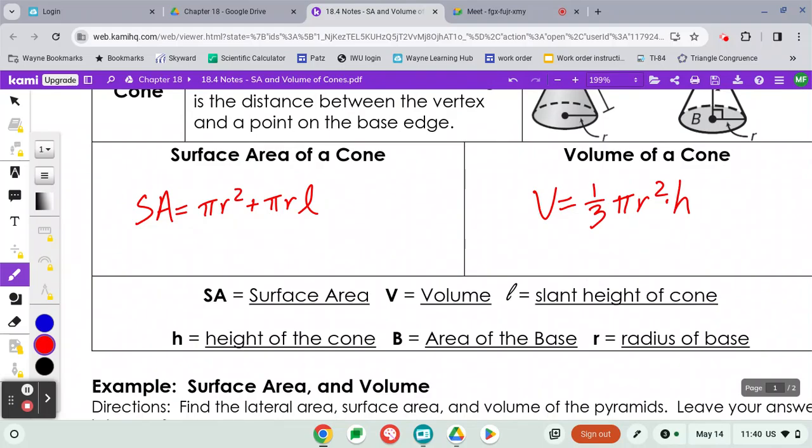All right, so take a look. In order to solve for my surface area on a cone, I need 2 pieces of information. What 2 pieces do I need to know? For surface area, what do I need? The radius and the slant height. Okay. Now, what do I need for my volume? The radius and the regular height.